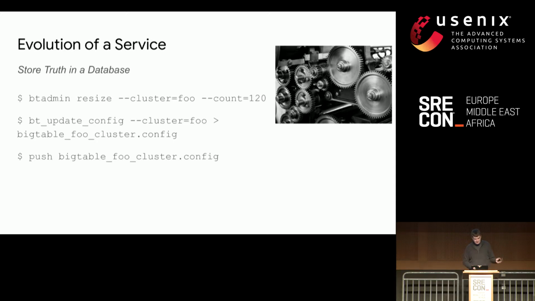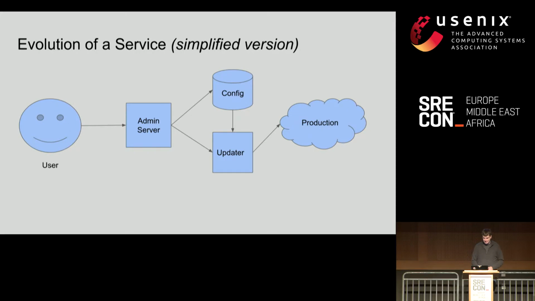So wouldn't it be easier if we actually made this self-service, and then customers could scale things up and down as they needed? So we built that, and this is more or less a simplified version of what this looks like. Users can interact with an admin interface, they can use an API, they might use a CLI, they could use a UI. And they can say, I need to add servers in this particular cluster, and then the config will get updated, the updater will get notified, and this will get pushed out to production.